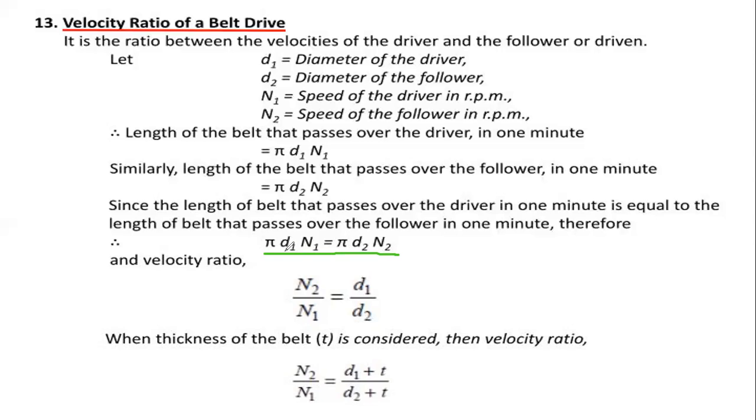Then the velocity ratio is obtained. We need to cancel these terms, so pi and pi cancel out. Then N2 by N1 is equal to d1 by d2. So this is the velocity ratio which is obtained from the equation.